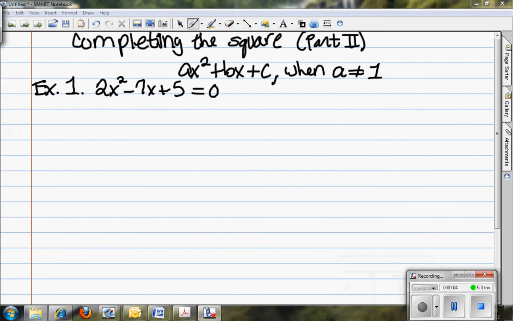All right, we have part two of completing the square. This is a continuation of what we learned earlier, and I just have two different types of examples I wanted to show you so that you can complete your work.